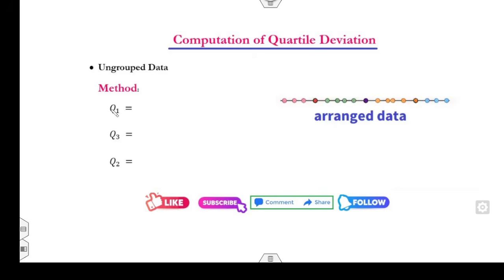Our target is to find Q1, Q2 and Q3. Q1 is called the first quartile, Q3 is called the third quartile and Q2 is called the second quartile. The second quartile is also known as the median. Q1, the first quartile, is also called the 25th percentile, Q3 is called the 75th percentile and Q2 is called the 50th percentile.